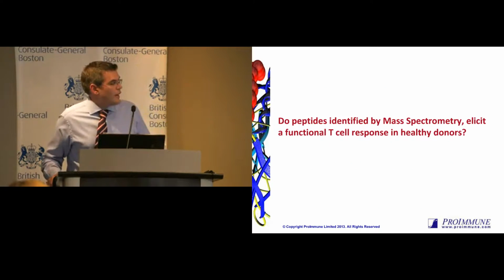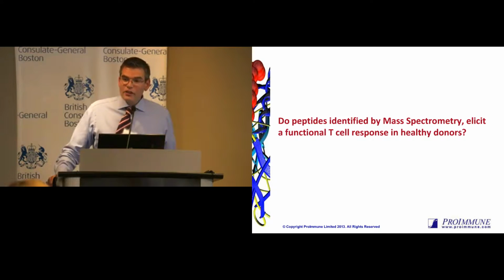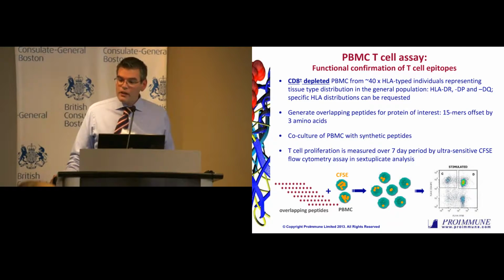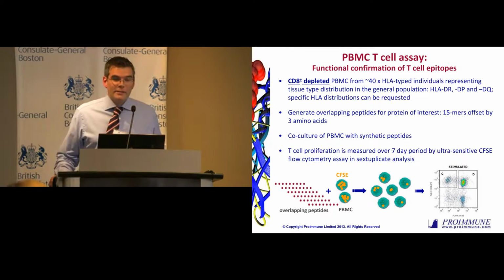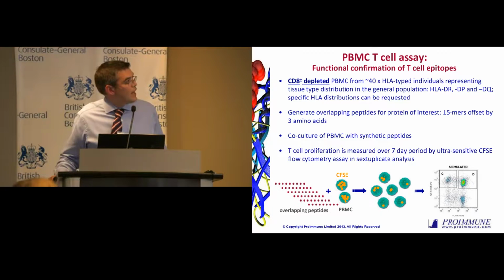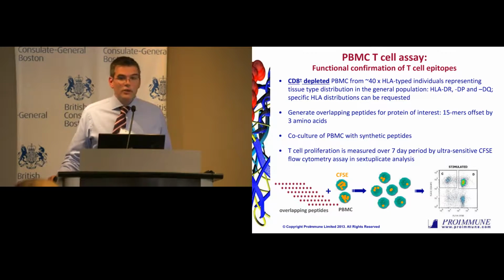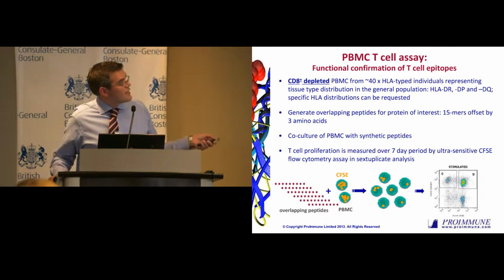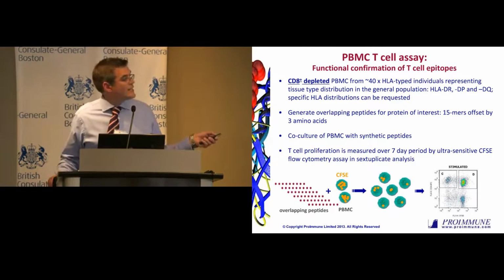So are the peptides that are identified by mass spec in this approach functional T-cell epitopes when we look at healthy donors? We've heard already from Marissa that the PBMC T-cell assays can be a useful approach to identify specific T-cell epitopes. At ProImmune, we have a slightly different approach to the way that it was done at Amgen, and the PBMC T-cell assay that we use is based on CFSE, and it's a flow cytometry assay rather than a tritiated thymidine incorporation assay. So this assay is used to functionally confirm specific T-cell epitopes.